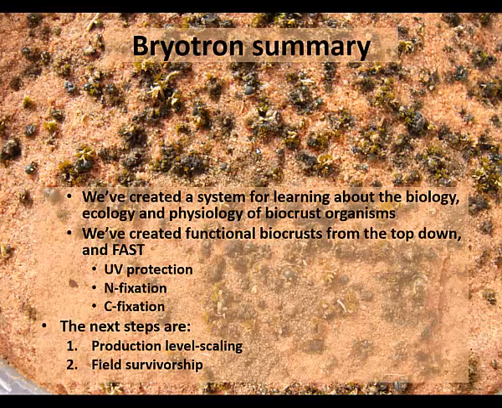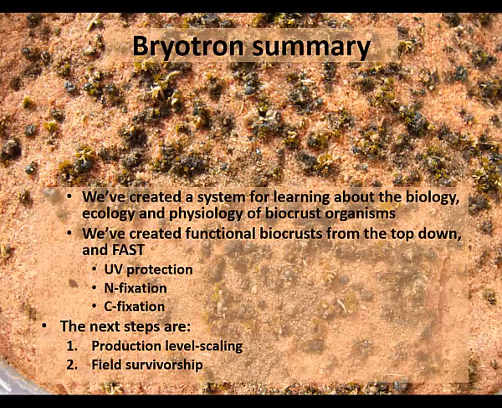The other thing that we've learned is that we can grow functional Biocrust from the top down, and we can do this really, really quickly. We can get the armor lichens, we can get the UV protection, we can get the water harvesters, the nitrogen and carbon fixers, and that's fabulous. So we can actually develop Biocrust really quickly. And so the next steps we need to think about are scaling up to the production level, and what are we doing with field survivorship. And so we're working on those pieces. We're just not done yet.